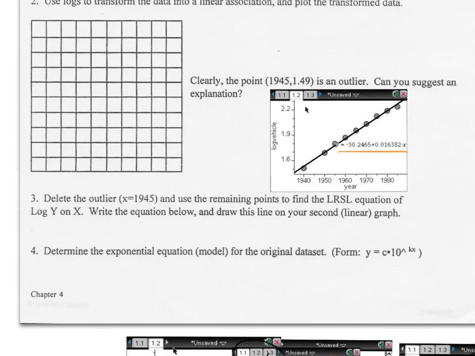So we can predict the log of y. And we got our y-intercept of negative 30.2465 plus 0.016382x. And that is our least squares regression line equation. And then determine the exponential equation model for the original data set. The form is y equals c times 10 to the kx. So that is the inverse transformation of a log to turn it into exponential.